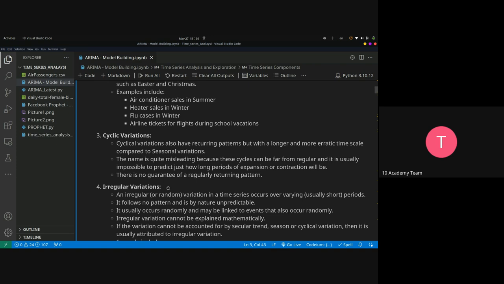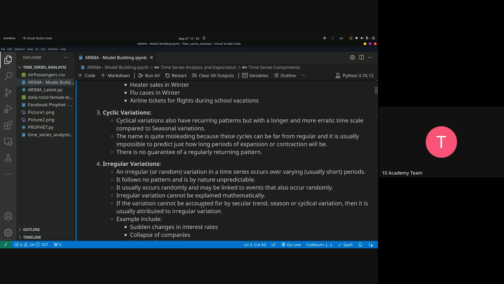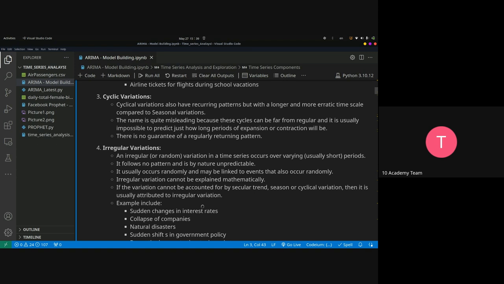And irregular variations or residuals occur over varying, usually short periods of time, with some spikes. When something happens, those variations will occur, right? So it follows no patterns at all. By nature, it's unpredictable. It usually occurs randomly and may be linked to events that occur randomly, right? Irregular variation can't be explained mathematically because it's chaotic and unpredictable. If the variation cannot be accounted for by trend, season, and cyclic variation, then it's usually attributed to irregular variation.